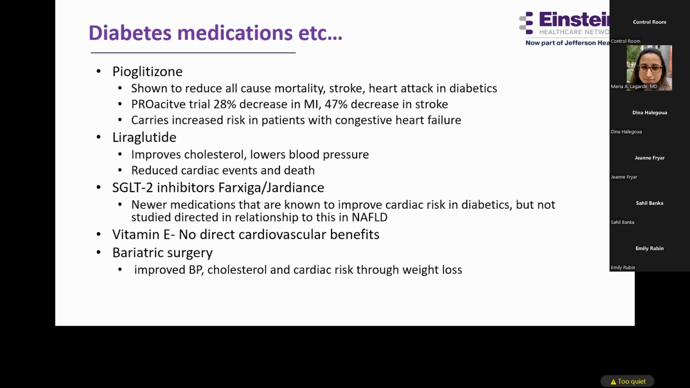Many patients ask us about vitamin E. This does not have any direct cardiovascular benefits, so I would not take it for that purpose. And bariatric surgery, which I know you're going to hear about soon, involves significant weight loss, and patients who achieve that have decreased blood pressure, cholesterol, and cardiac risk through that weight loss.